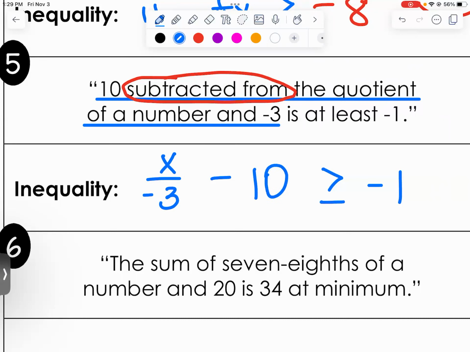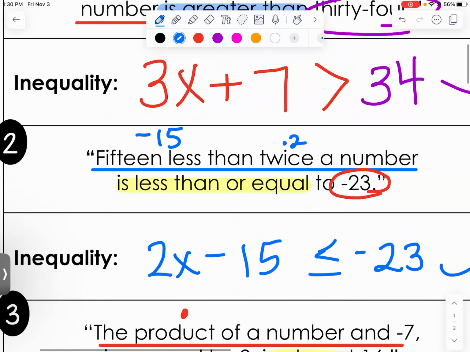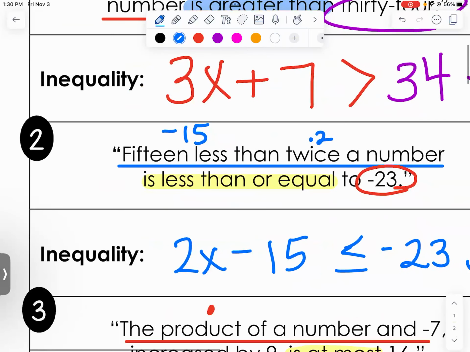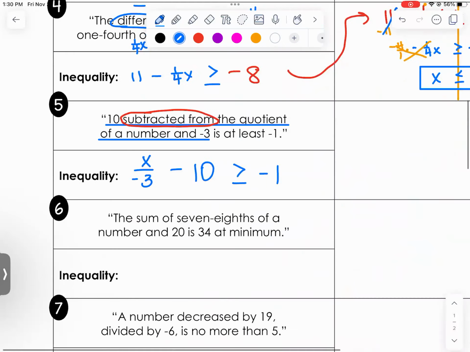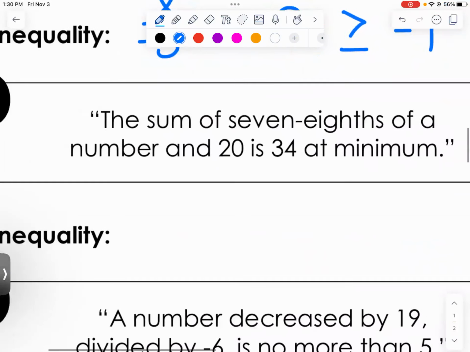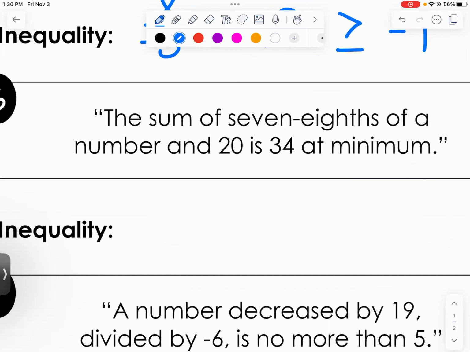Divided by X minus 10. Nope, it has to be X divided by -3. Okay? I need you to wait. Okay? When you have subtracted from, or like in number 2, 15 less than, that's when we need to write it backwards. Okay? Now, the sum of 7/8 of a number and 20.